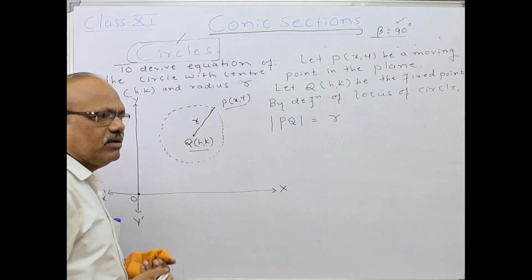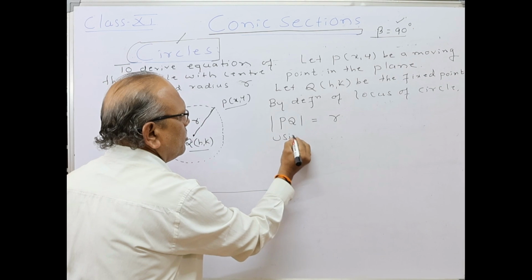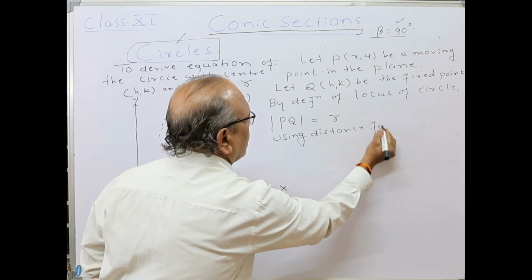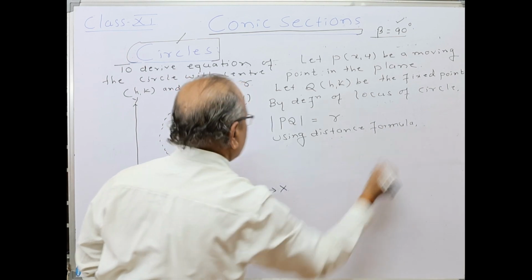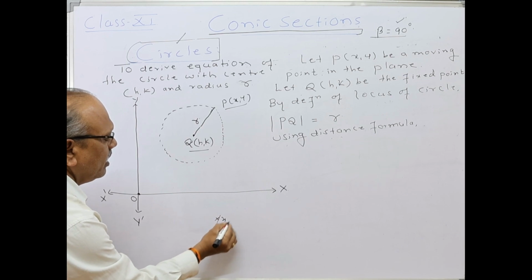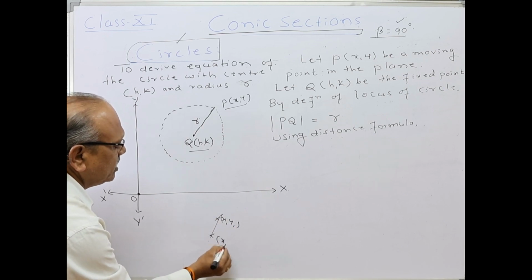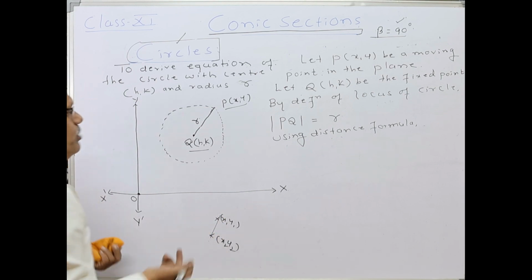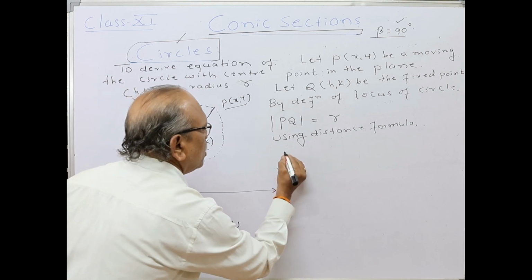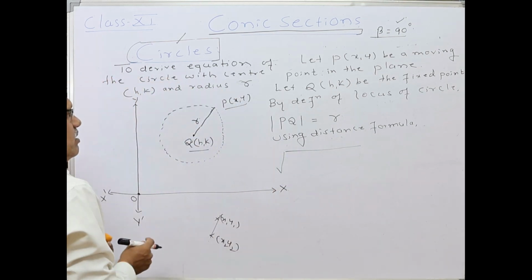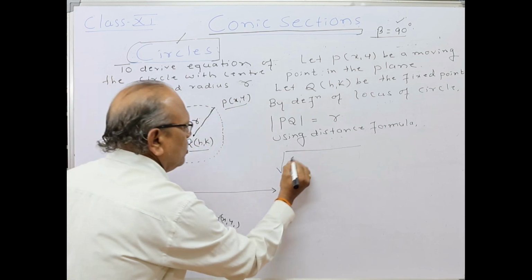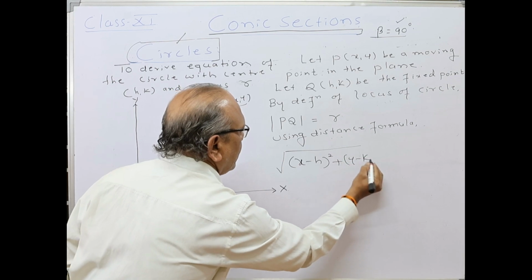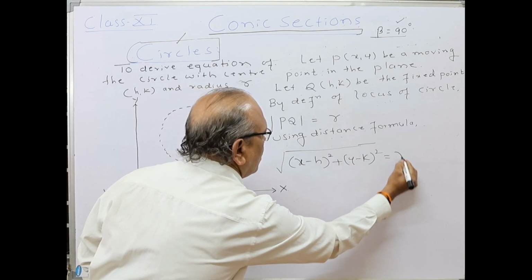You studied in straight lines, P(x, y) is one point and Q(h, k) is the other. Using the distance formula, can you get the length of PQ? What is the distance formula? Recall: suppose (x1, y1) and (x2, y2) are the two points joined by the line. The distance is the root of (x2 minus x1) whole squared plus (y2 minus y1) whole squared. We will use the same formula: root of (x minus h) whole squared plus (y minus k) whole squared is equal to r. You can take any order you want.